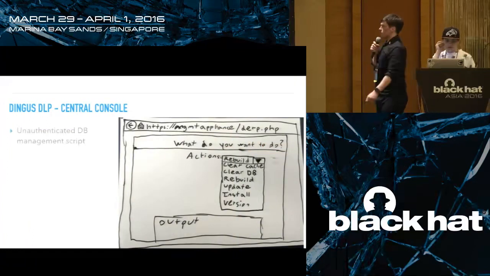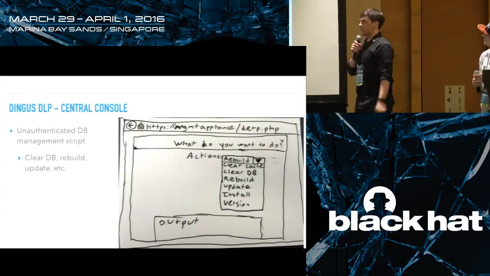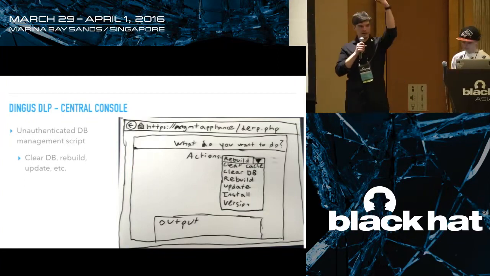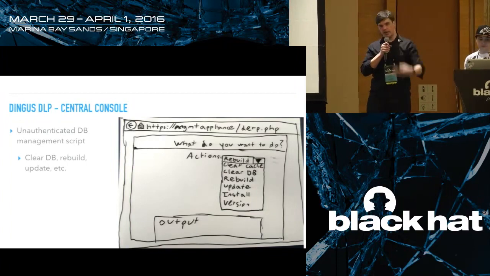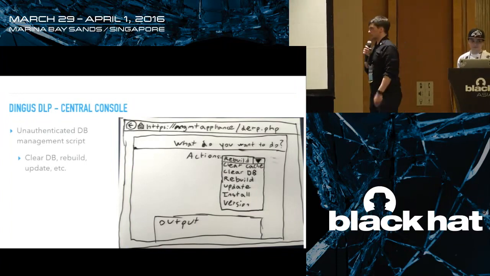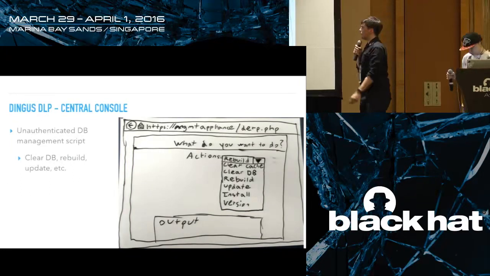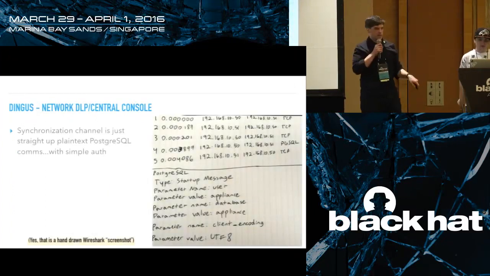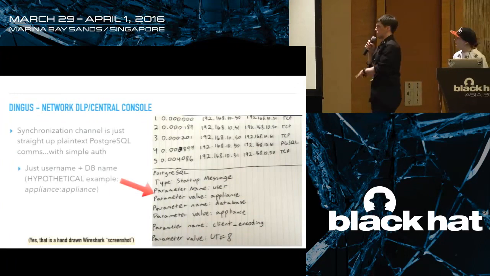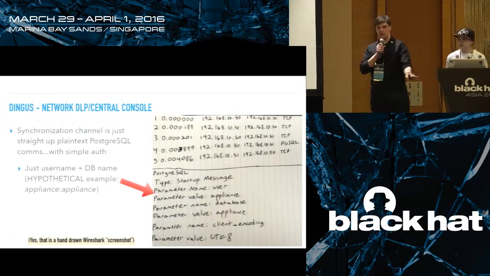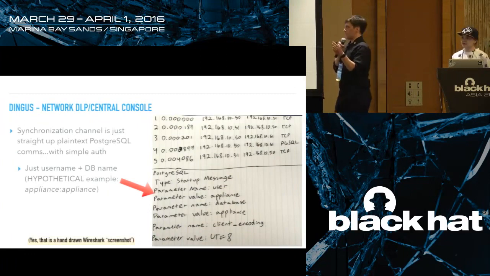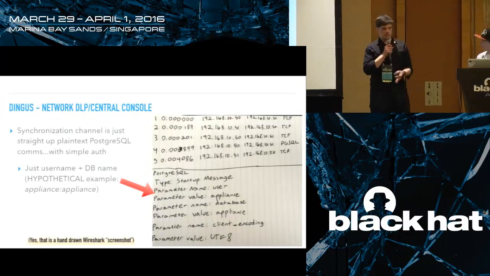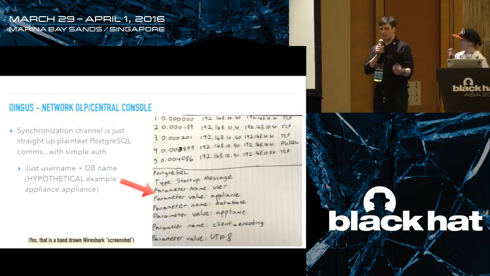Their hypothetical central console also had these, which were great, right? Unauthenticated DB management scripts, where you could just hit this one URL and delete the entire database on the management server without authentication, or update it, whatever you want to do. The comms channel between the network appliance and the central management server was hypothetically just plain text Postgres, with authentication using just a username and a database name. So you could also hit the central management server and do whatever you wanted.